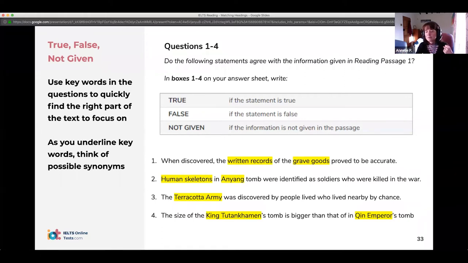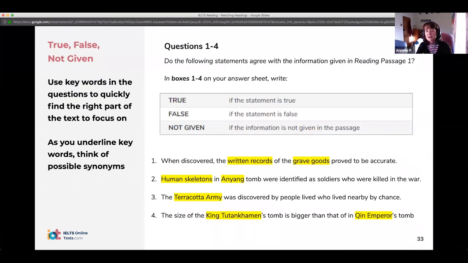Anyone find a way of paraphrasing that? Okay, verified. Okay, yeah, something like evidence. Okay, yes, was correct. Okay, yeah, seemed correct, seemed right. Okay, good. So yeah, again, you're already thinking about different ways of saying that.